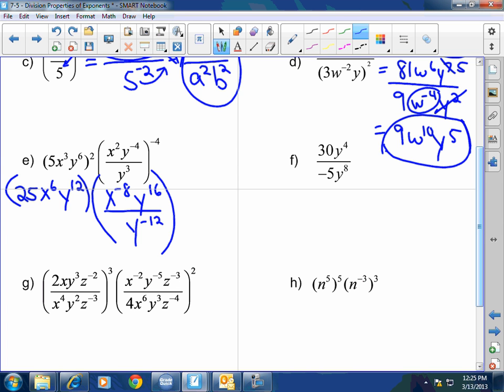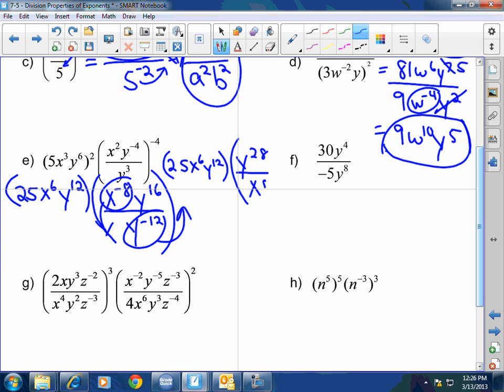Okay, from here, guys, you're going to have 25 x to the 6th, y to the 12th, times, bring that up, and bring the x down. So I've got y to the 12th times y to the 16th, so that's y to the 28th, over x to the 8. And now cancel, cancel, cancel, cancel. You're going to have 25. Y to the 12 times y to the 28th is y to the 40.